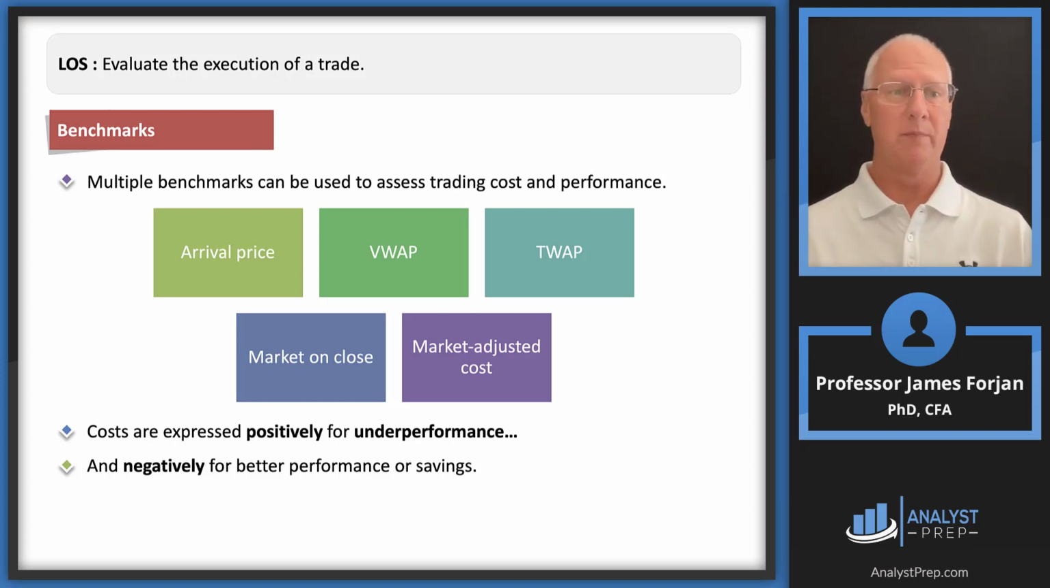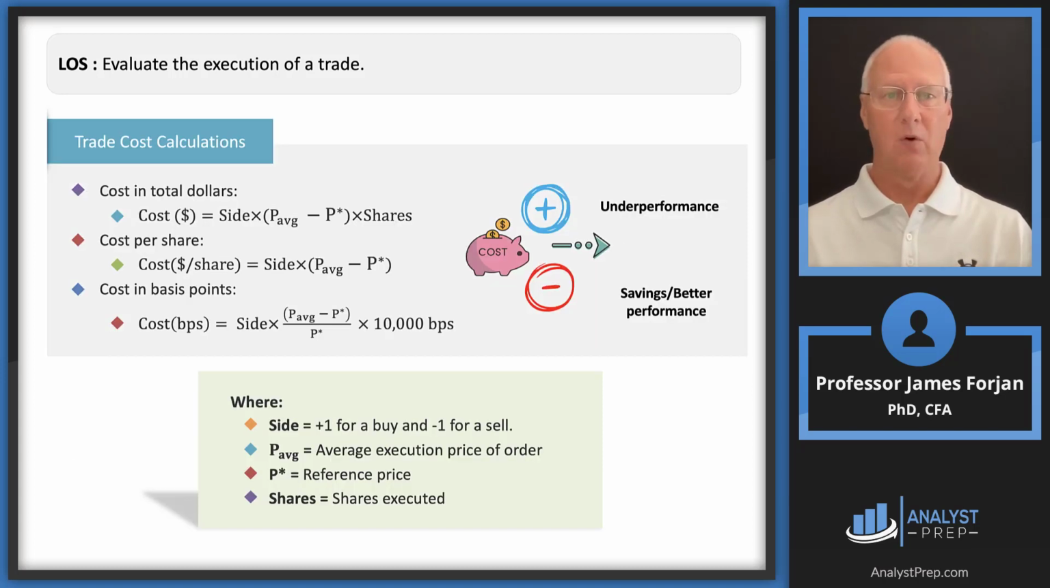Some of the possible benchmarks: the arrival price, which we did in part one, value weighted and equal weighted, market on close, market adjusted. Look down at the bottom of those diamond points. Costs are expressed positively for underperformance, negatively for better performance, or think about it as savings. We'll go ahead and look at some equations here.